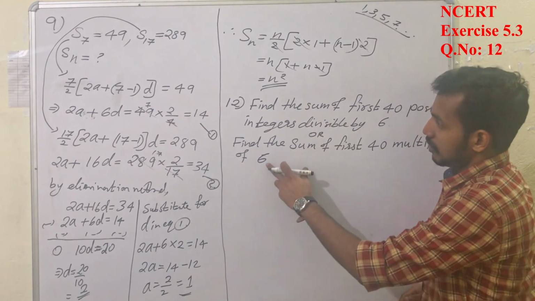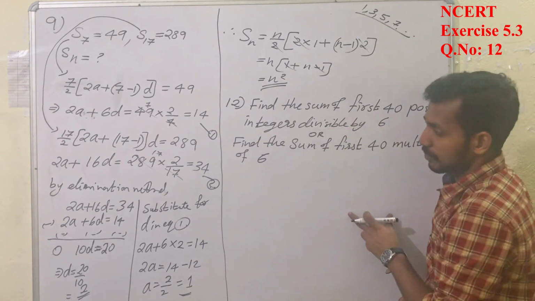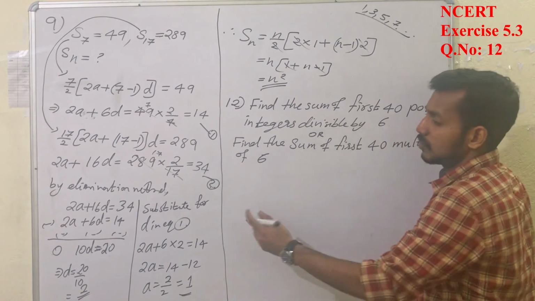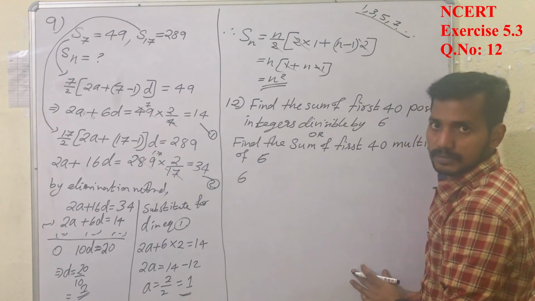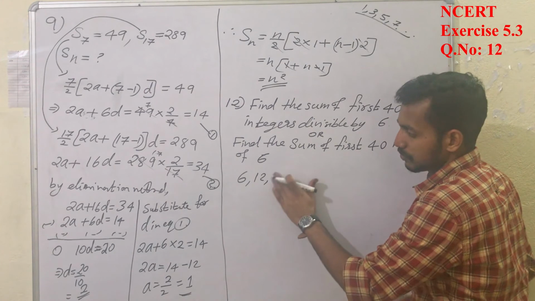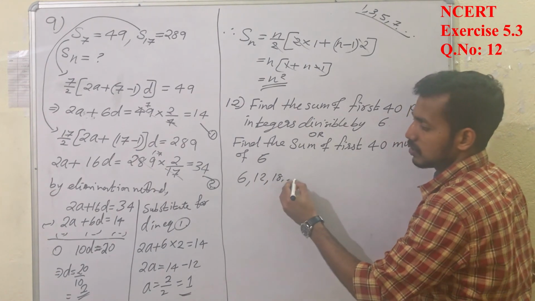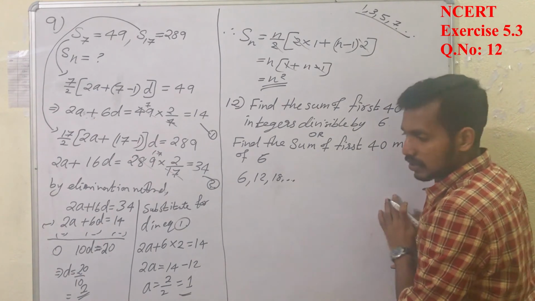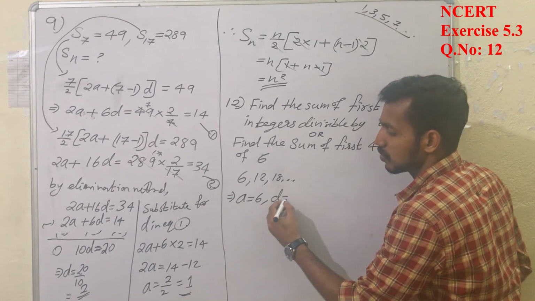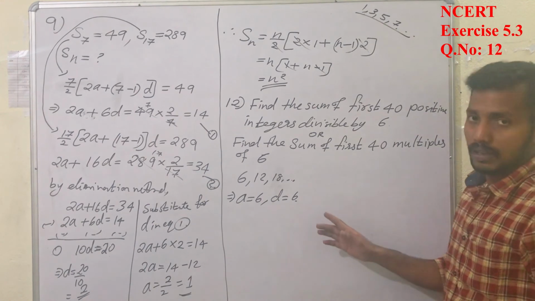So here, find the sum of first 40 positive integers, or find the sum of first 40 multiples. What will be the first number which is divisible by 6? That is 6. Then the second number will be 12, third number will be 18, etc. So this will be the list of numbers. From this we can write, first term is equal to 6 and common difference also will be 6. For this question, first term and common difference will be same.